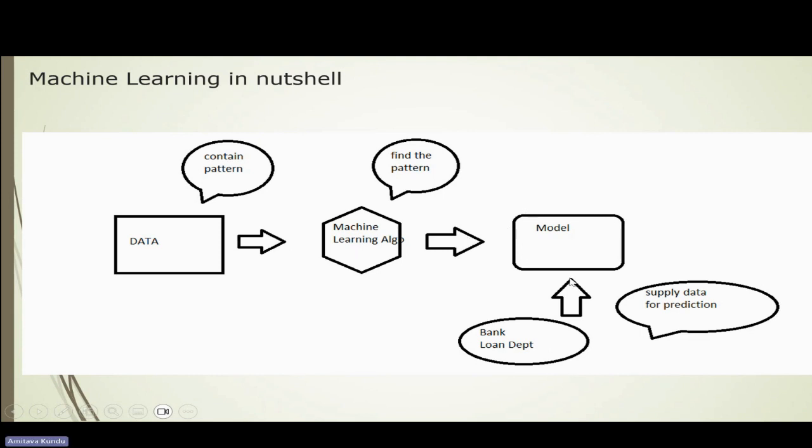Once this model is trained with a huge amount of data, then you can use this model to predict whether a particular person's loan will be approved or not. This is one type of prediction you can apply, right? So this is how machine learning is used to identify patterns in the data and create a model. Then once the model is trained with a huge amount of data, you can use that model for prediction. This is what we do in machine learning, right?